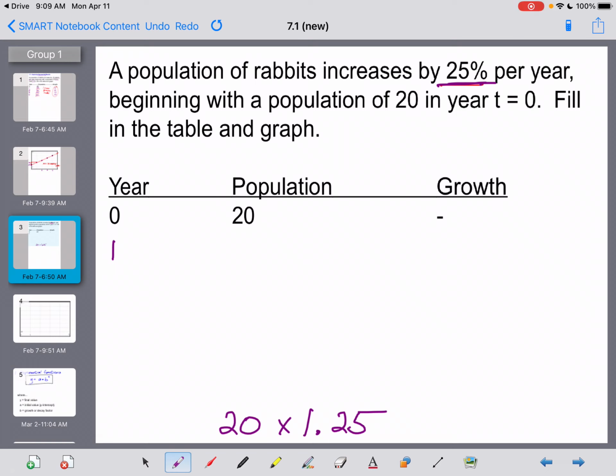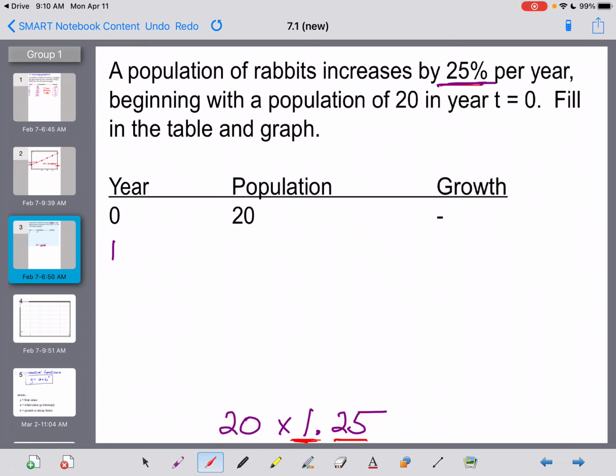1.25. Now, a lot of people say they just want to multiply by 0.25, but since 0.25 is less than 1, that would actually decrease the number of rabbits we would have in our population. By including the 1 in front of that, that means, okay, I want to keep all the 20 original rabbits that I had, and then I want to add another 25% to that.